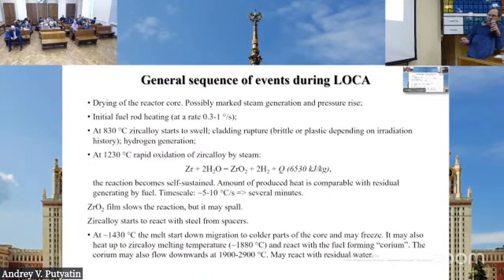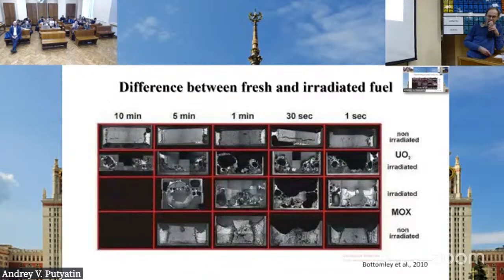But then zircaloy starts to react. First, we generate heat, we generate hydrogen, which may explode. And finally, zircaloy starts to react with steel from spacers. And at yet higher temperatures, the melt, which has formed during the interaction of zircaloy with steel, starts to move and so on. At yet higher temperatures, which they have reached, for example, at the Three Mile Island accident, the maximum temperature certainly exceeded 2,500 degrees. You melt uranium dioxide fuel, which forms so-called corium, a mixture of uranium dioxide and zirconium dioxide.